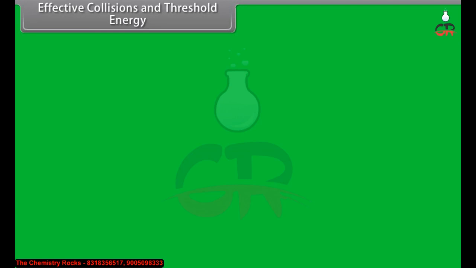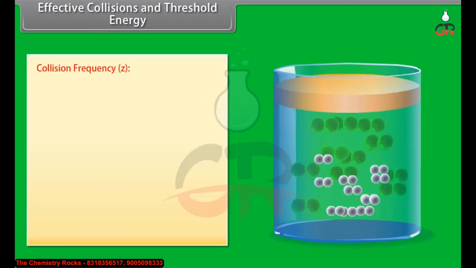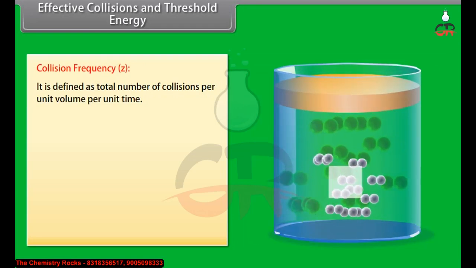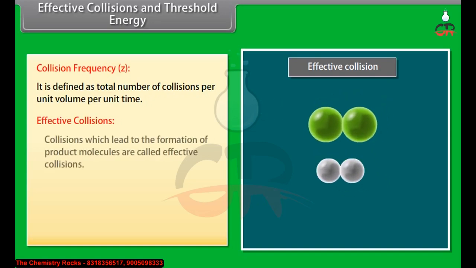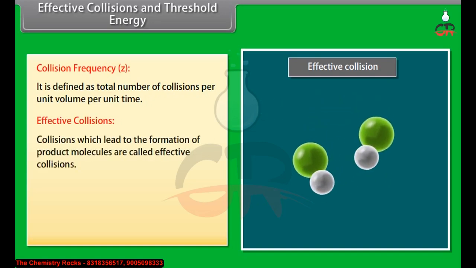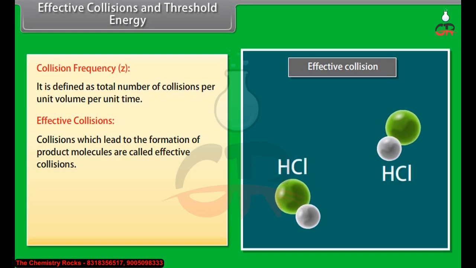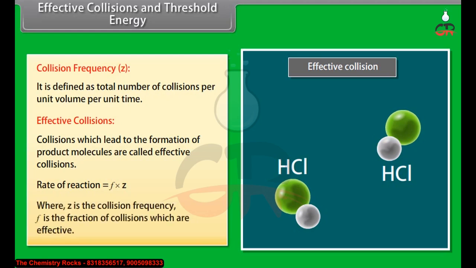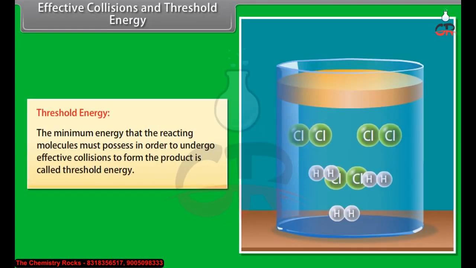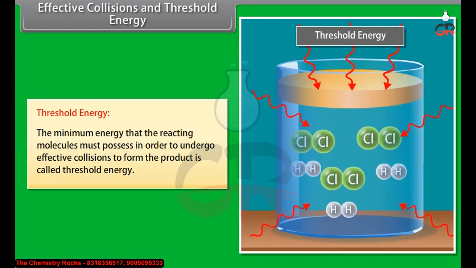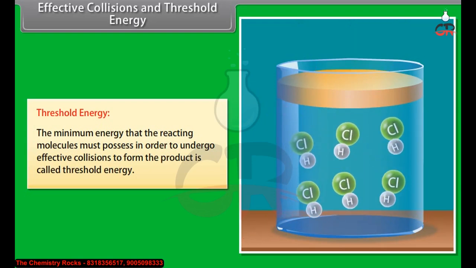Effective collisions and threshold energy. Collision frequency. It is defined as total number of collisions per unit volume per unit time. Effective collisions. Collisions which lead to the formation of product molecules are called effective collisions. Rate of reaction is equal to F multiplied by Z, where Z is the collision frequency and F is the fraction of collisions which are effective. Threshold energy, the minimum energy that the reacting molecules must possess in order to undergo effective collisions to form the product, is called threshold energy.